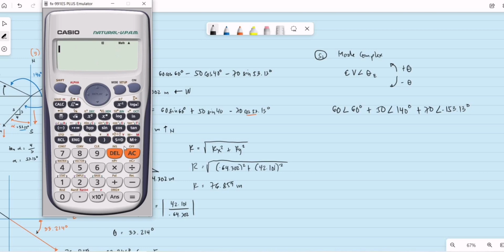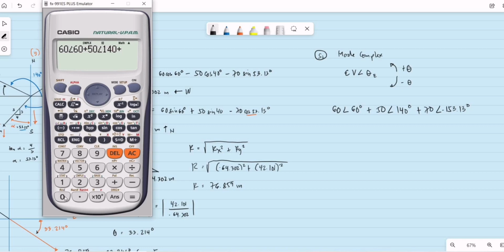So input on our calculator. We'll be using mode number 2, mode complex. So we have 60, shift the negative sign to have the angle sign of 60 degrees. Then plus we have 50, shift a negative sign, 140 degrees. Just to repeat, this is 60, shift negative sign, 60 degrees plus 50, shift a negative sign, 140 degrees.